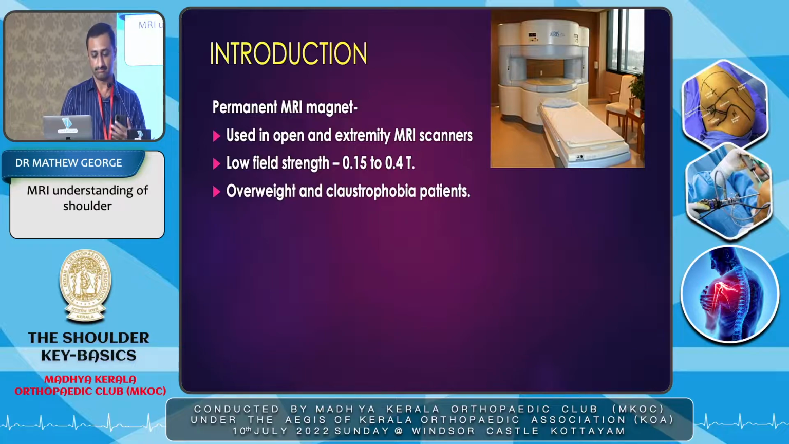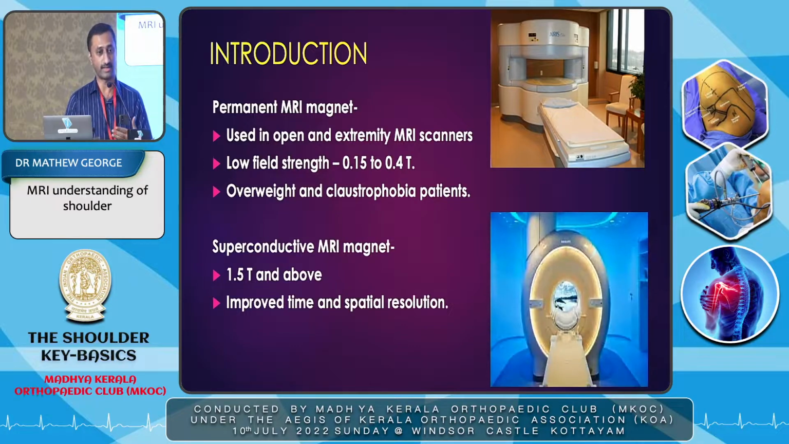The advantage of this is that, because it's an open MRI, you can image patients who are claustrophobic, who are overweight, or very bulky. They can be introduced in the MRI scanner. But the greatest disadvantage is that the spatial resolution is less when you compare with the superconductive MRI magnet.